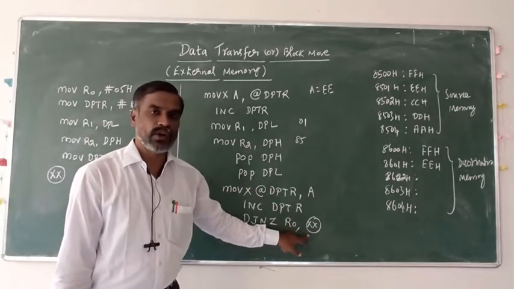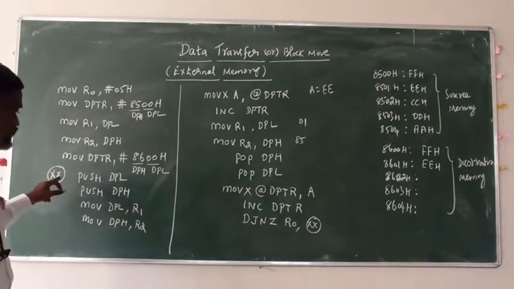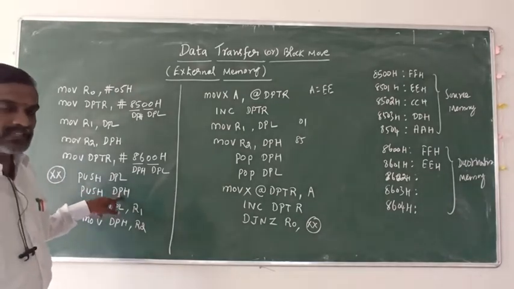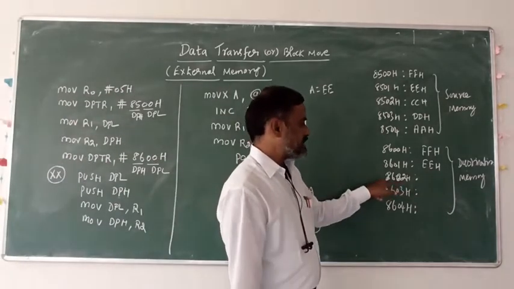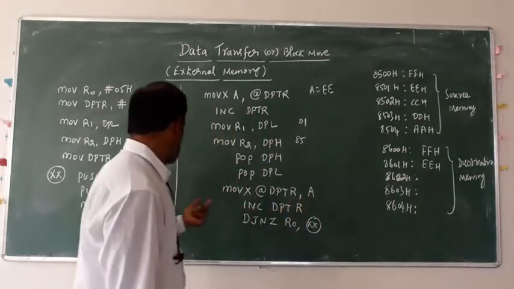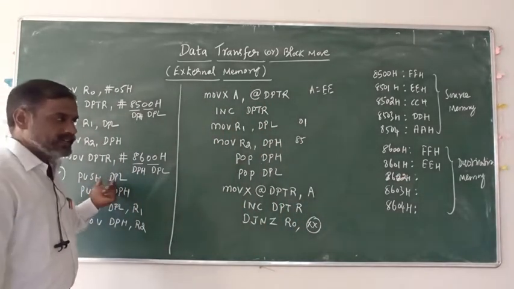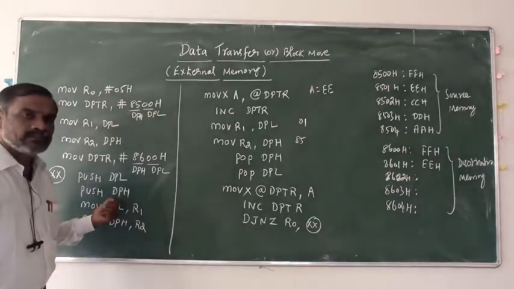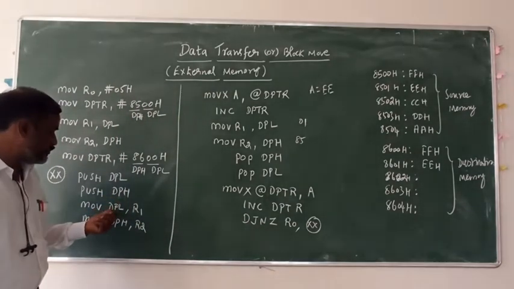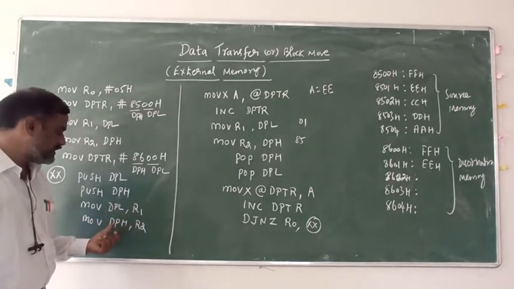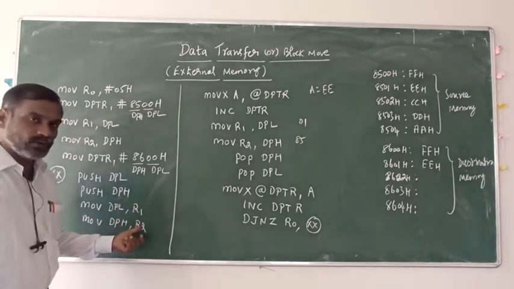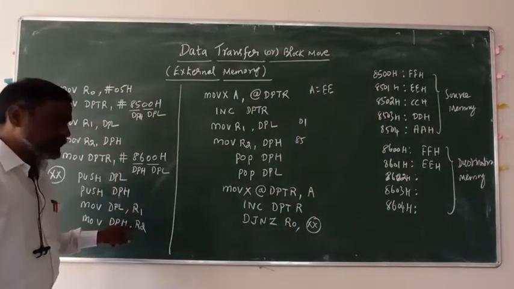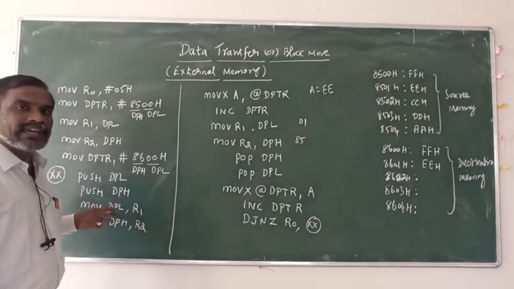Now to check whether it is 0 or not. Not 0. Again jump to this address location. Now PUSH DPL and PUSH DPH. Now the data pointer address is 8602. The 02 is moved to the stack pointer and then 86 is moved to the next address of the stack pointer. Again MOV DPL, R1, MOV DPH, R2. Now this address is available in R1 and R2. Now move to the data pointer.